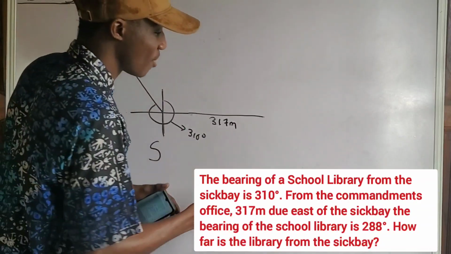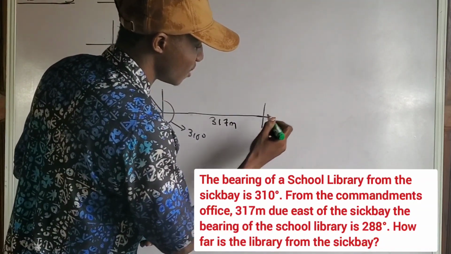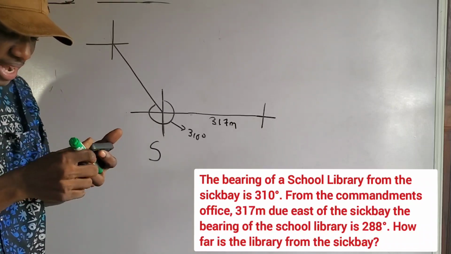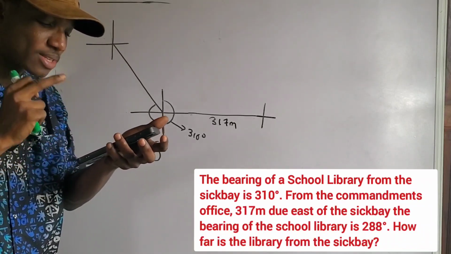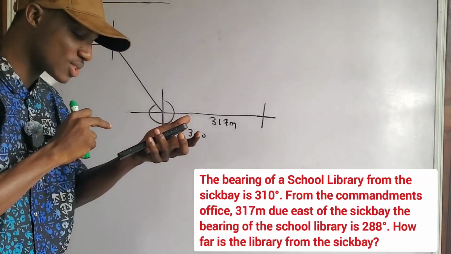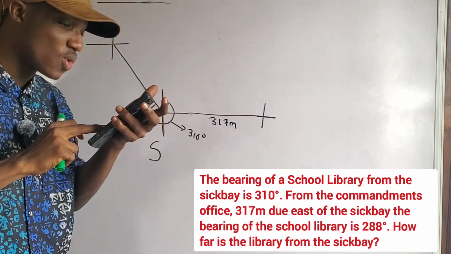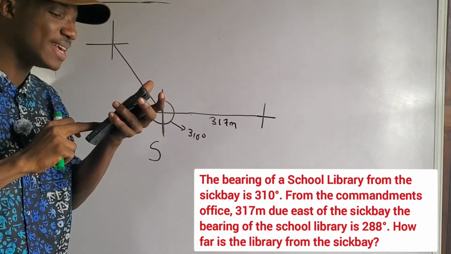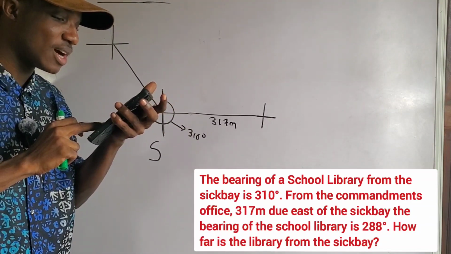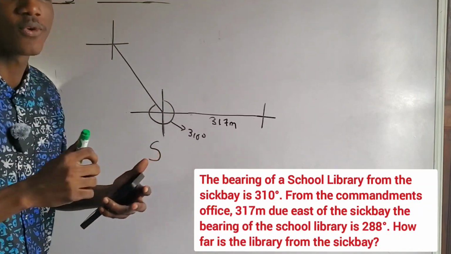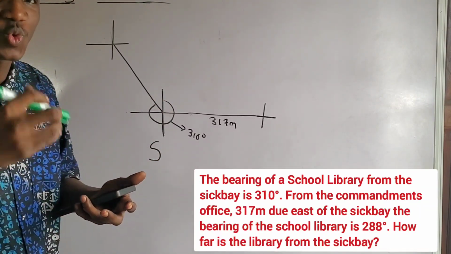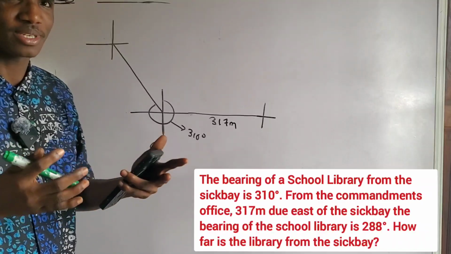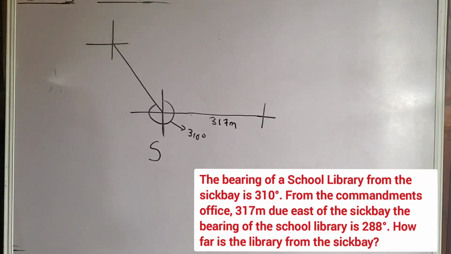Now draw another cardinal point. Okay, the bearing of the school from the commandment office, 317 meters due east of the sick bay. The bearing of the school library is 288 degrees. Okay, so the bearing of the school from the commandment office is 288 degrees. You can see how I interpreted the question. So in bearing, your ability to interpret the question that you're given into a diagram is the first knowledge that you must have.